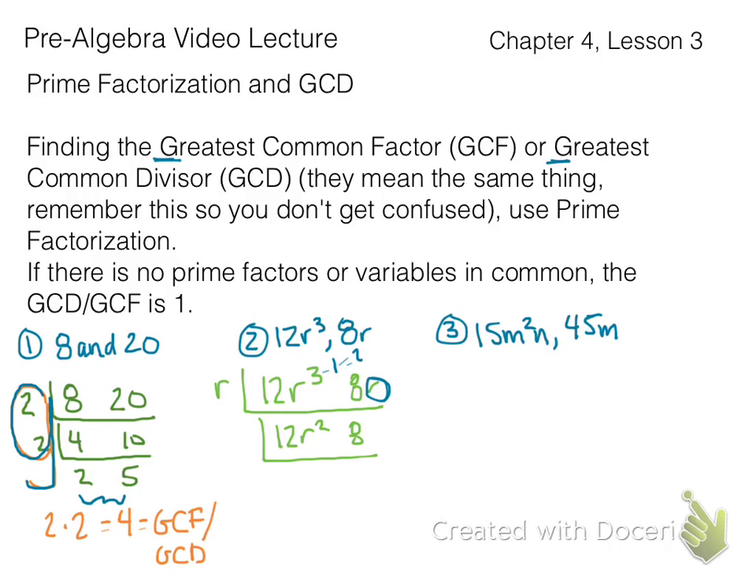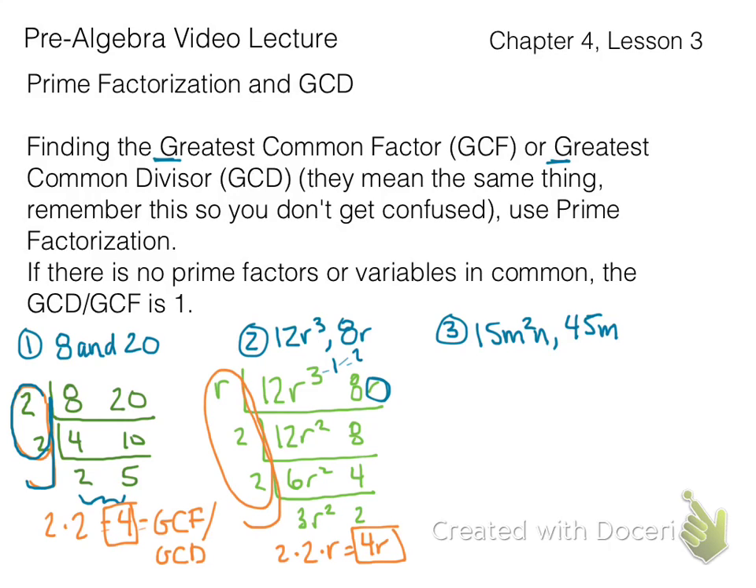All right? So, but what's the number that goes into 12 and 8 that is prime? Well, you guessed it. That's 2. So 2 goes into 12 6 times, and 2 goes into 8 4 times. So I'm left over with a 6 and a 4. And guess what? 2 goes into 6 and 4 again. So we have r times 2, which is basically 4r. All right? So the GCF/GCD is 4r for 12r to the third and 8r.